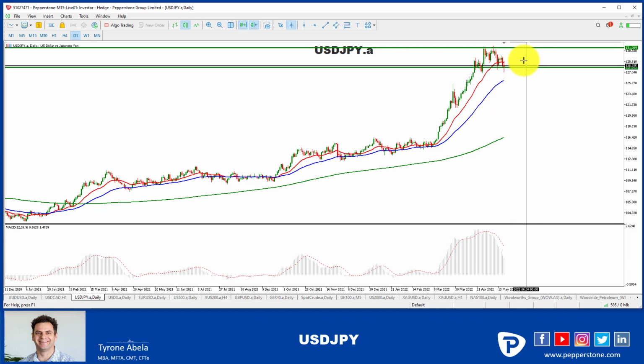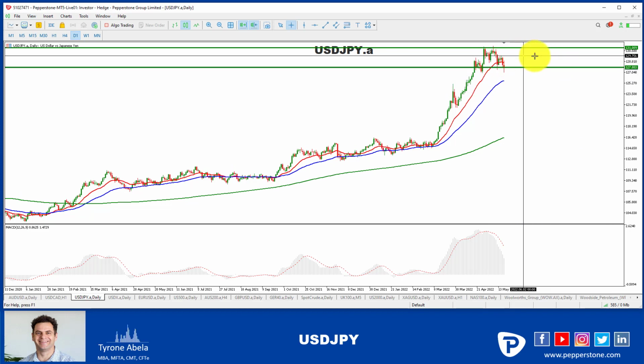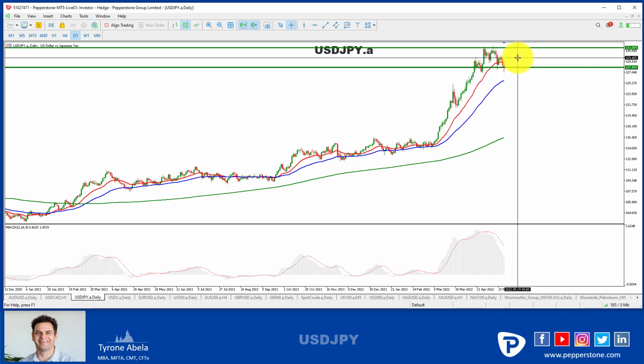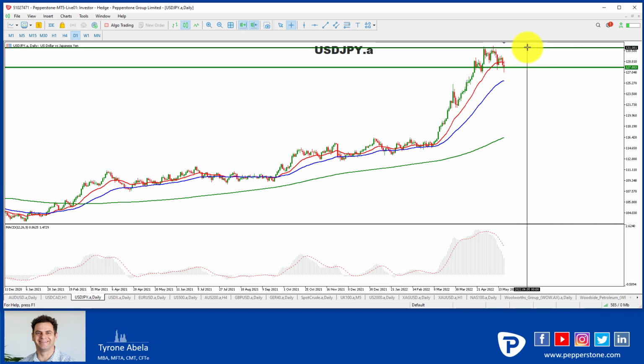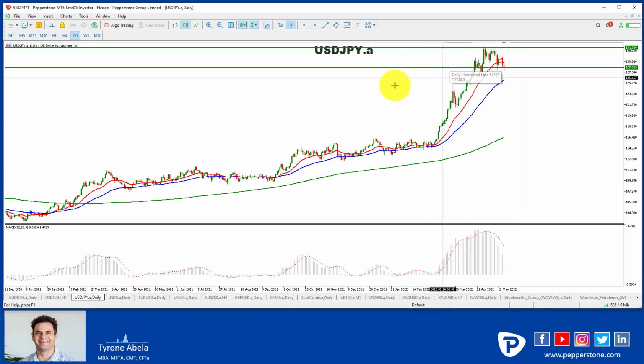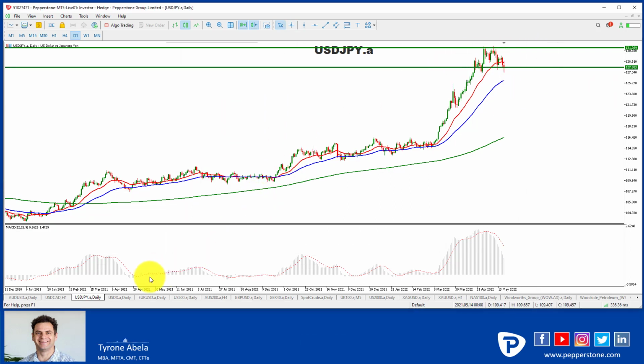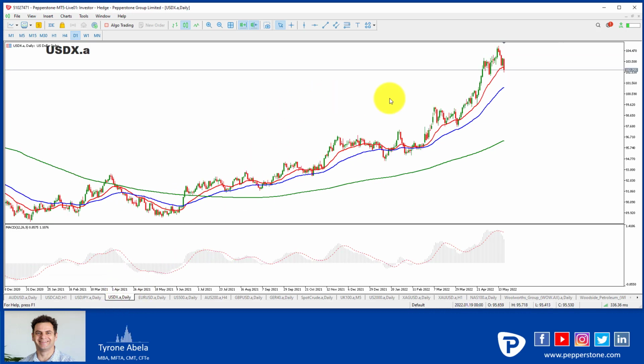So anywhere between 100 to 150 is possible on the downside, and we've got a good 100 on the way up, even if it gets actually past this 129.60 area, because then we're targeting the 131. So certainly not bad trading on that one. All right, we'll move on over to the dollar index now.